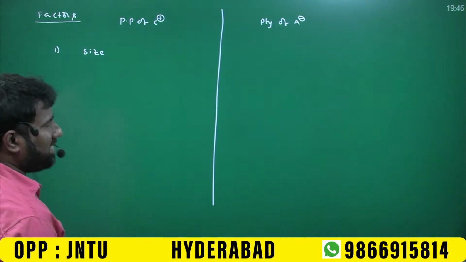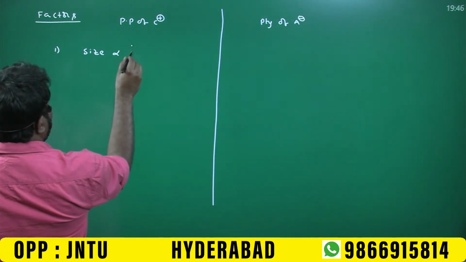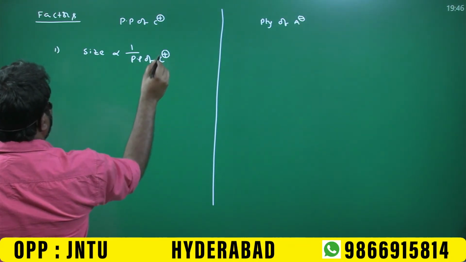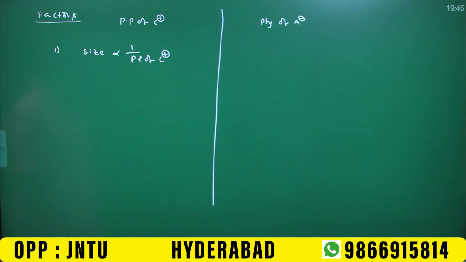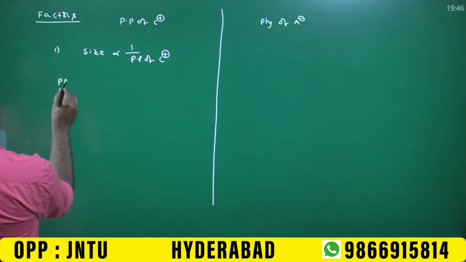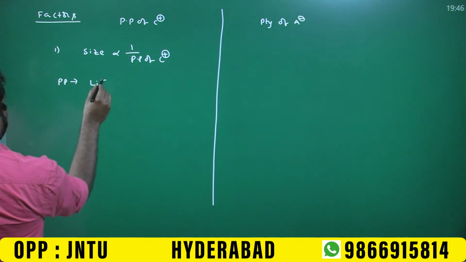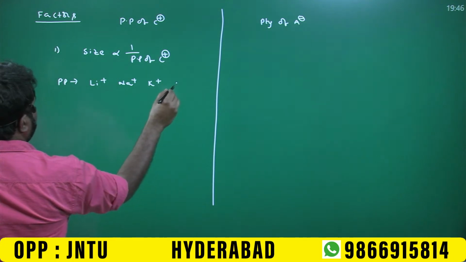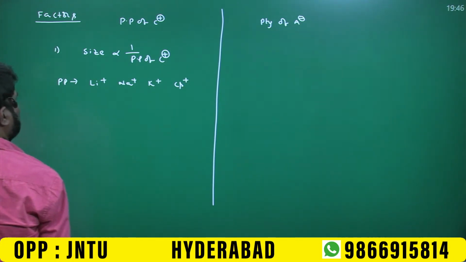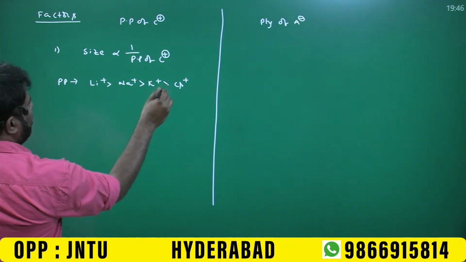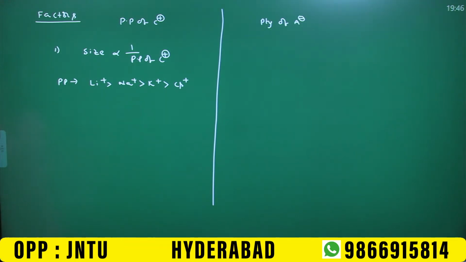So that is the reason size is inversely proportional to the polarizing power of the cation. If I have the cations lithium plus, sodium plus, potassium plus, cesium plus, which has more polarizing power? Li plus greater than Na plus greater than K plus greater than Cs plus.